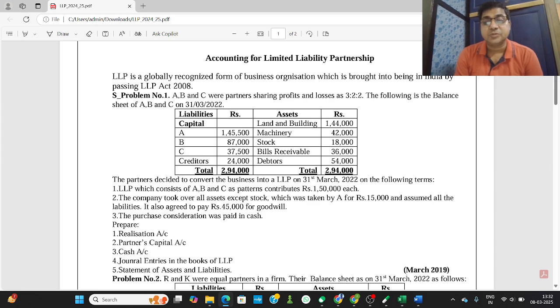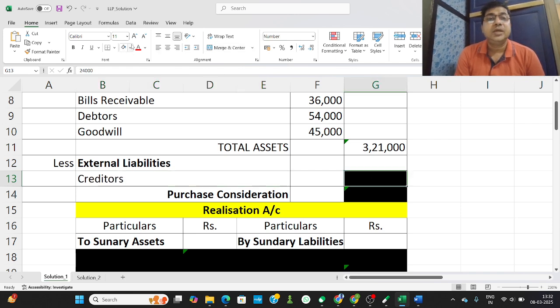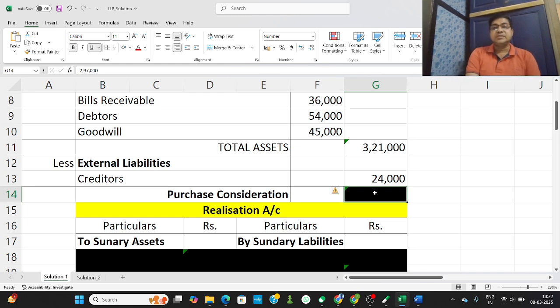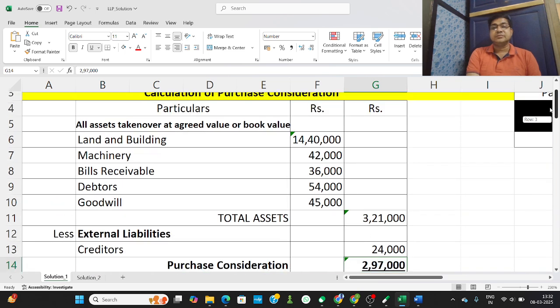Rupees 24,000. So we have to write here creditors value 24,000. From total assets, we will deduct the total liabilities. Rest of the value will be considered as a purchase consideration. The 3,21,000 minus 24,000, the remaining value 2,97,000. We prepare and we got 2,97,000 as a purchase consideration.